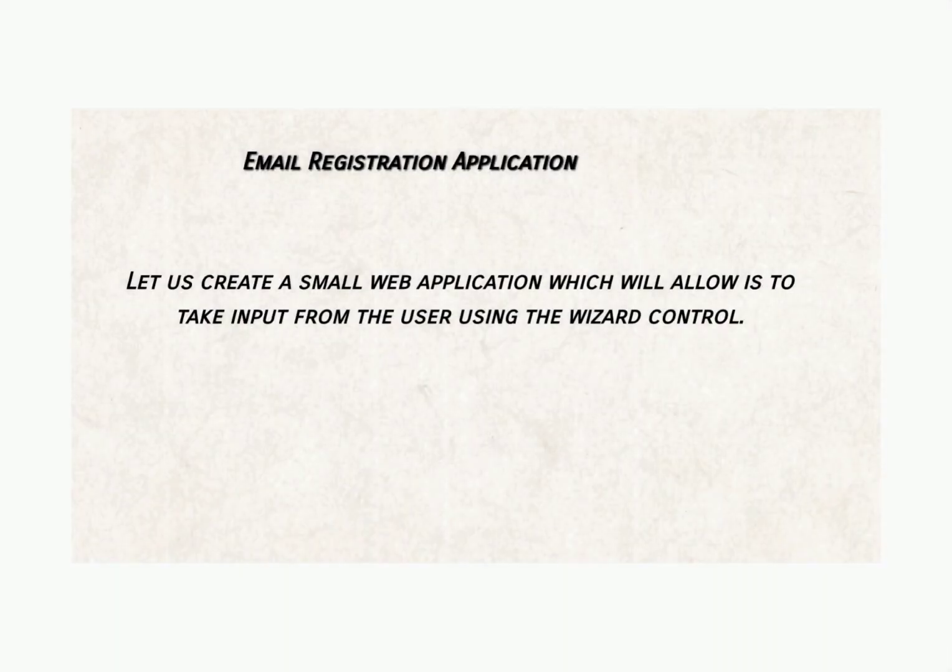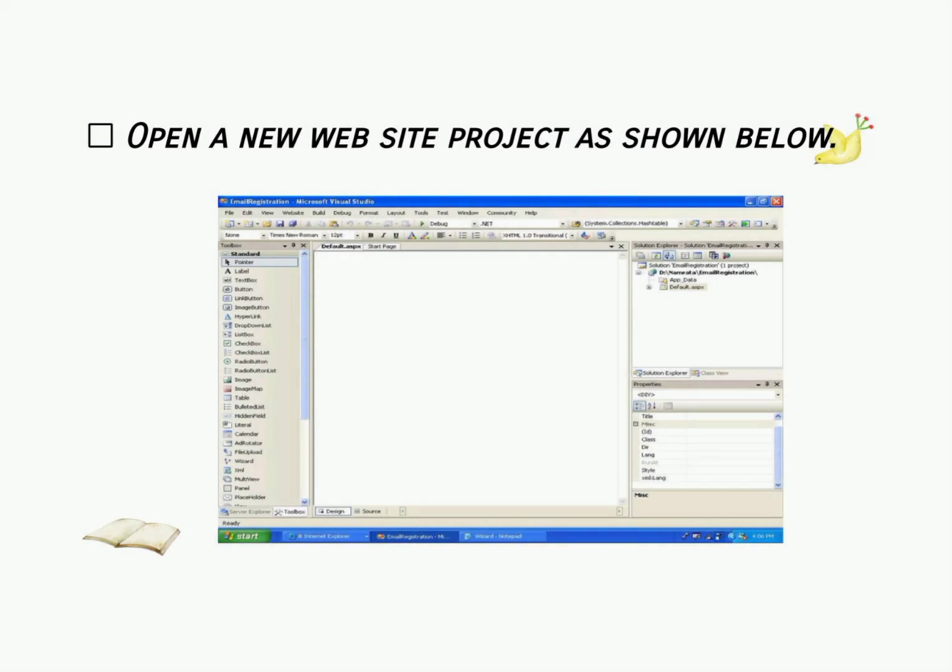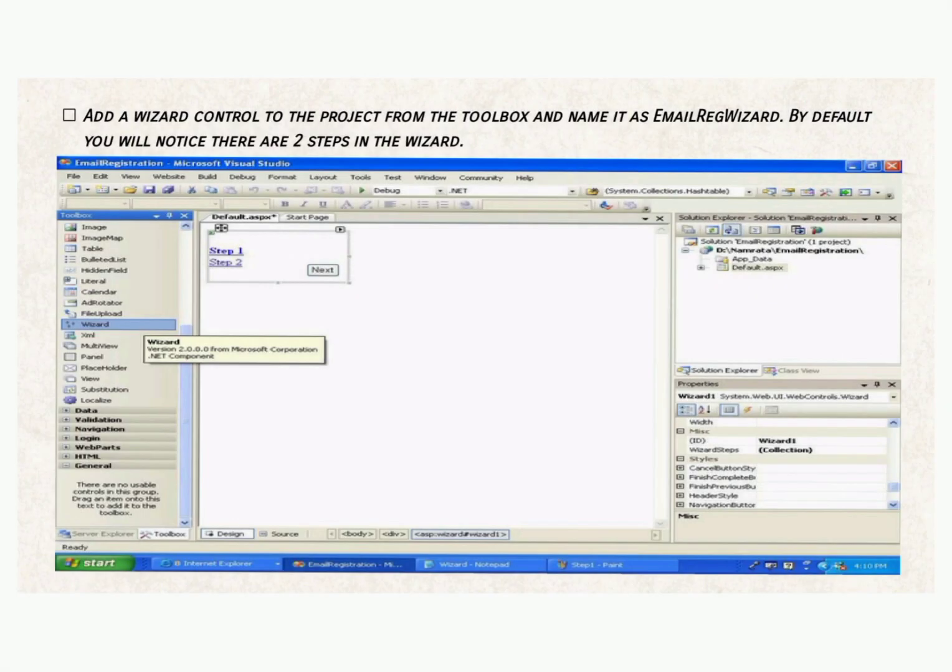Let us create an email registration wizard which will allow us to take data from the user in multiple steps. Let us create a small web application which will allow us to take input from the user using the wizard control. Open a new website project. Add a wizard control to the project from the toolbox and name it EmailRegistrationWizard.